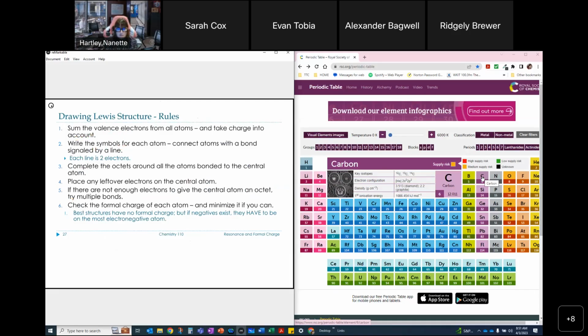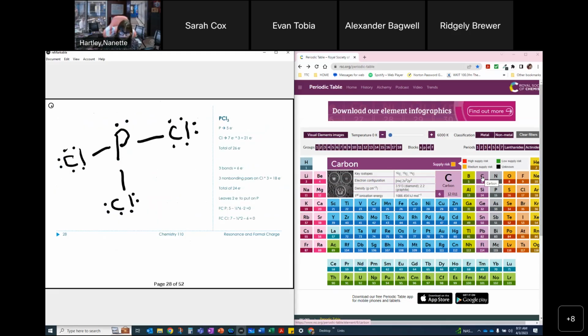Each line is 2 electrons. And complete the octets around all the atoms bonded to the central atom, so everything that's outside. We place any leftover electrons on the central atom. If there are not enough electrons to give the central atom an octet, try multiple bonds. And then check the formal charge of each atom and minimize that formal charge if you can. Best structures have no formal charge, but if negatives exist, they have to be on the most electronegative atom or where it would be put if we were to add a negative charge, okay? So that's the set of rules that I'm going to be using moving forward.